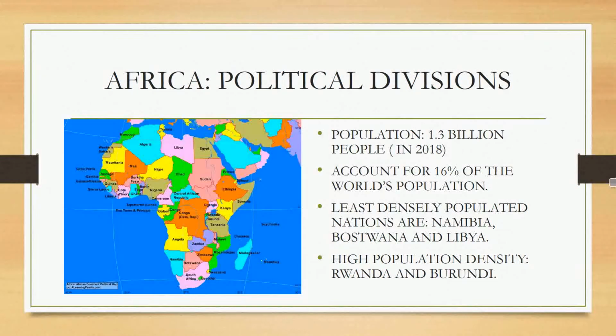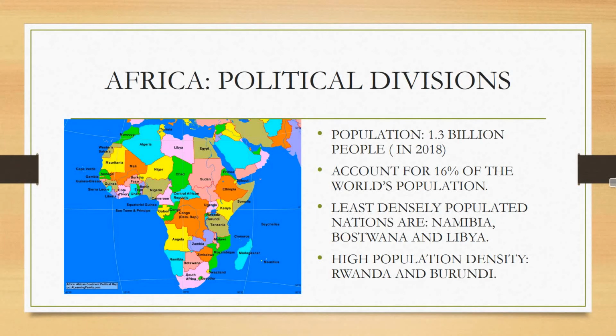So the population has been increased. Now the population of Africa is 1.3 billion people, which accounts for 16% of the world's population. In your book it is written it accounts for 10% of the world's population, but now it accounts for 16% of the world's population. Please note it down.